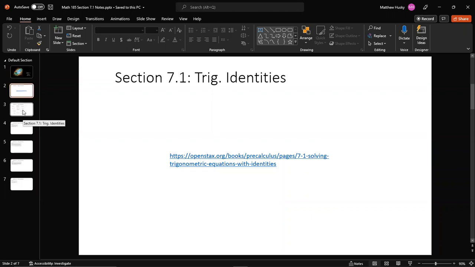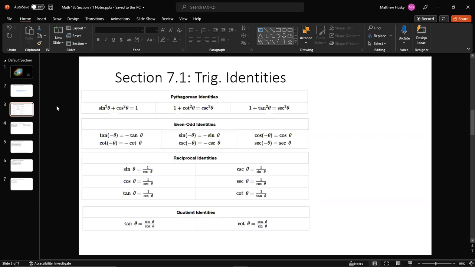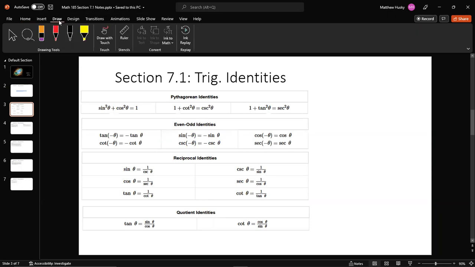trig identities. So here we have a very lovely laundry list of all the different trigonometric identities that we have seen in different ways. There is the main Pythagorean identity that we talked about once upon a time, sine squared plus cosine squared equals 1. There are two variations of that. There's one where you have 1 plus cotangent squared equals cosecant squared. And then there's this final one, which is 1 plus tangent squared equals secant squared.